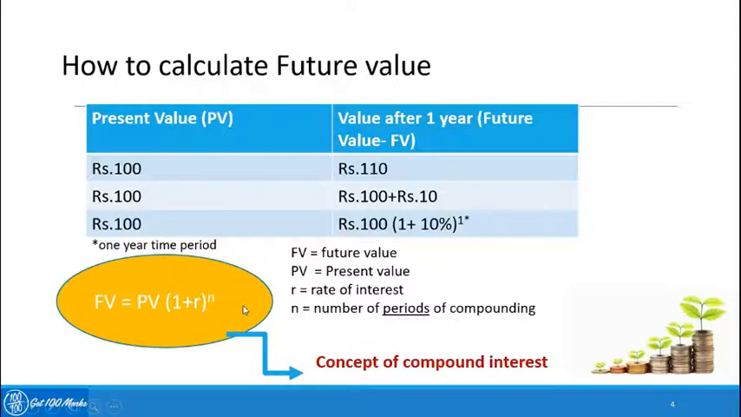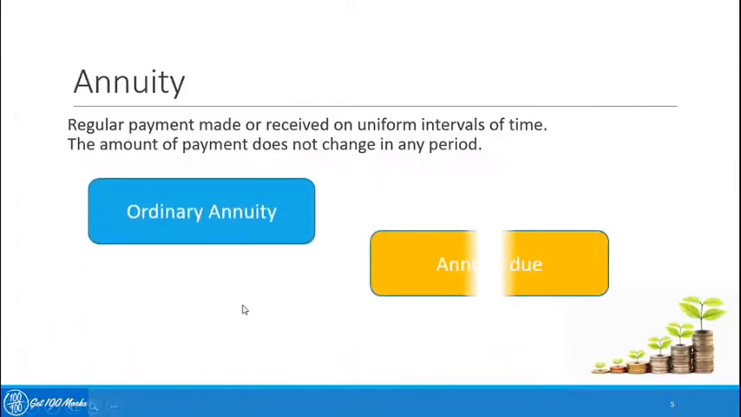I hope that's clear. Let's move on to the new concept, which is called annuity. The very basic example of annuity is the pension which pensioners receive, the rent that you pay as tenants, the EMIs that you pay for a certain loan that you've taken from banks. All these are annuities. Why are they annuities? Because they are regular payments done at uniform intervals of time.